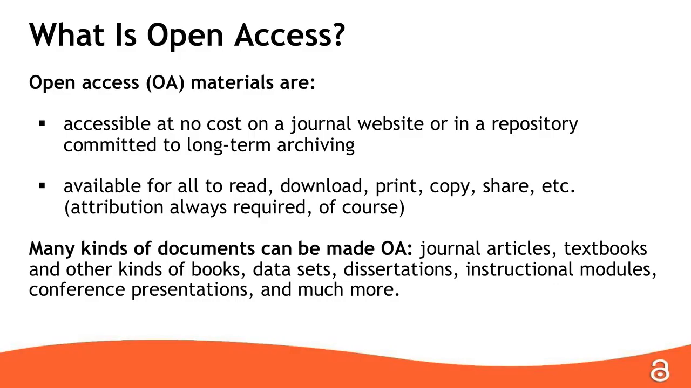So the situation is most ridiculous in commercial scholarly publishing, journal publishing. So that's my focus, but don't take that to mean that journals are the only kinds of things that can be open access. Other things that can be open access include textbooks and other kinds of books, data sets, dissertations, instructional modules, conference presentations, and much more. And also my background is science, and the pricing tends to be the most outrageous in the sciences, so you might notice that I have a bit of a focus on science journals, but open access is by no means only a scientific movement. Access to scholarly works is an issue that crosses all disciplines.